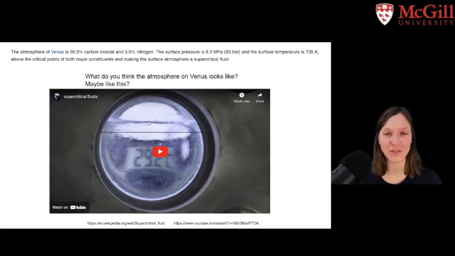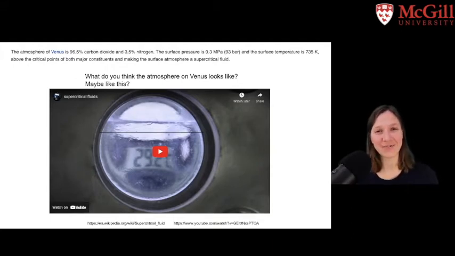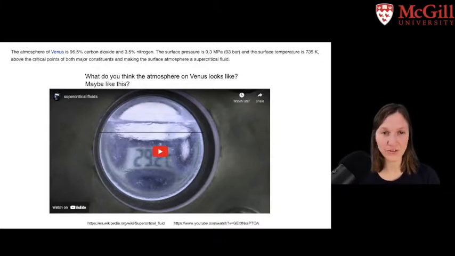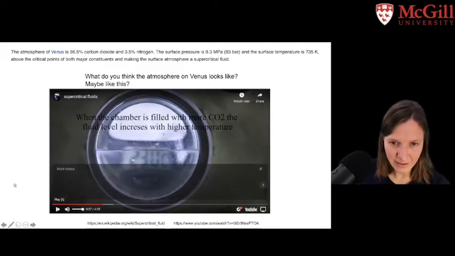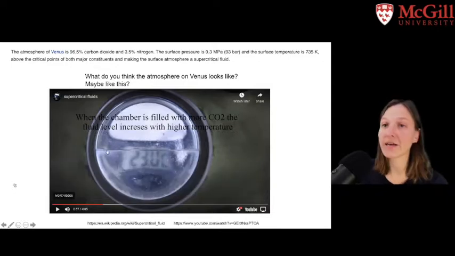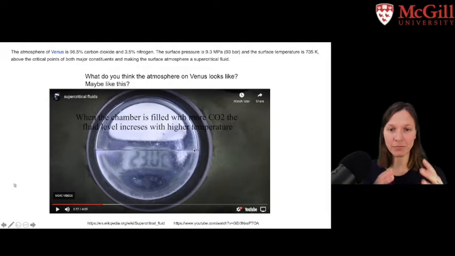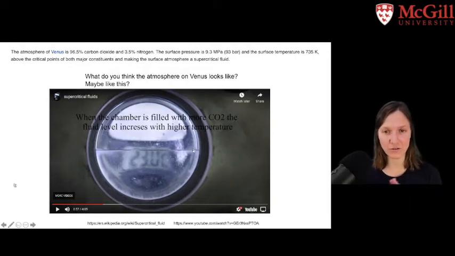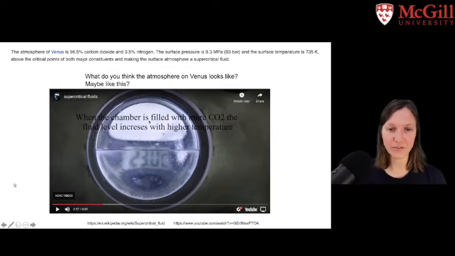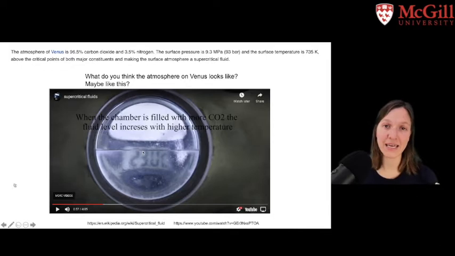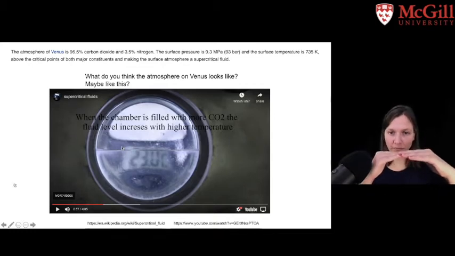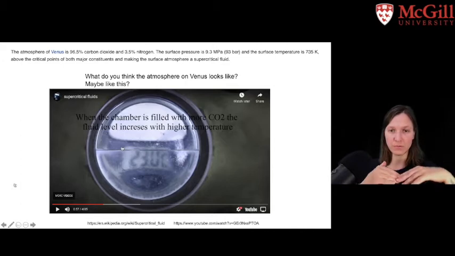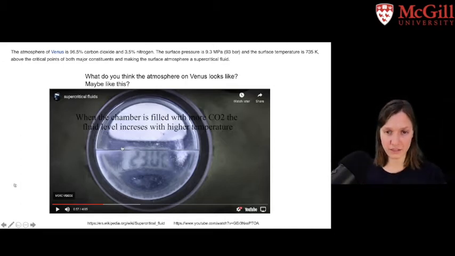So if we do an experiment in which we observe the transition of CO2 from liquid to the supercritical phase, we might get a glimpse at what the atmosphere on Venus might look like. So maybe something like this: a certain amount of liquid CO2 is placed in a chamber that is capable of withstanding very strong pressures, and it's temperature controlled. So they put CO2 in the liquid form. The black line here indicates the level of CO2 in the liquid form. The rest is gas. So this is before the temperature is approaching the critical temperature.